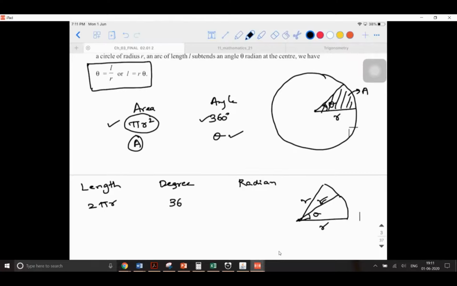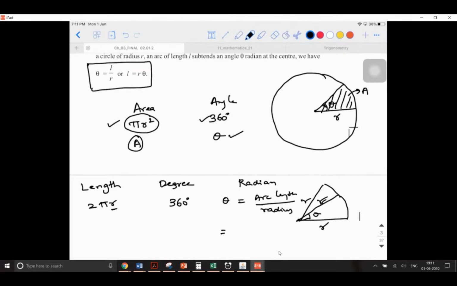360 degrees is what I'm going to rotate my compass. So if I want to measure the angle in terms of radian, 2 pi r tells me the circumference of my circle, right? So what is going to be the value of radian? Radian is nothing but arc length divided by radius.